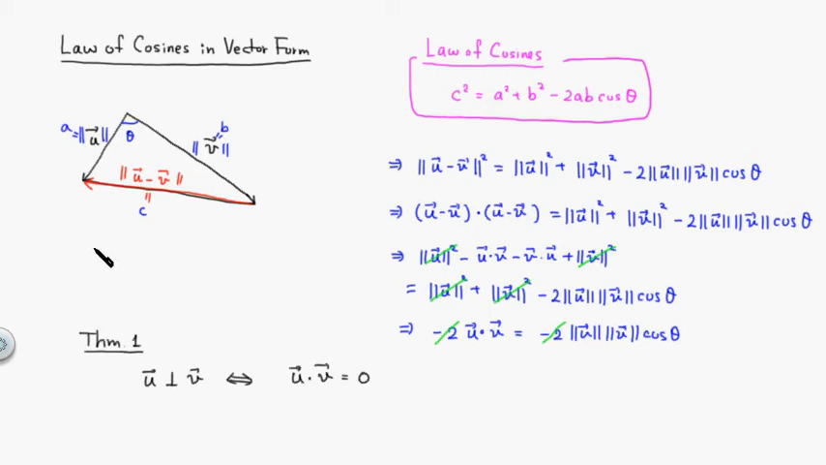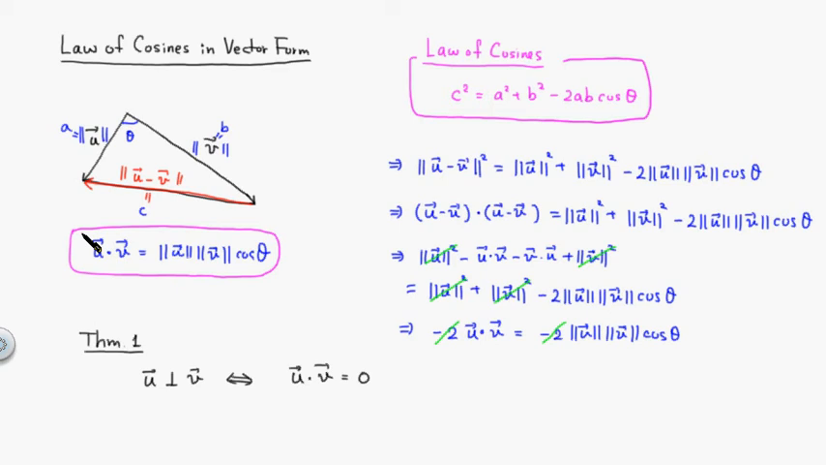Then we get this equation: vector u dot vector v is equal to the norm of u times the norm of vector v times the cosine of the angle in between. So this is basically the law of cosines in vector form. This is very useful to prove the next theorem, called theorem 1.